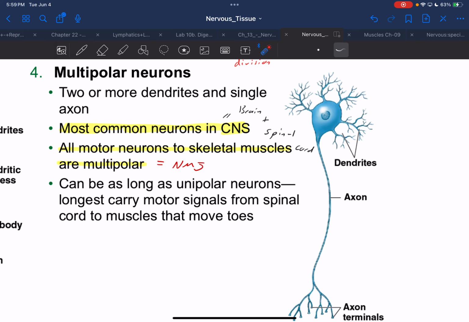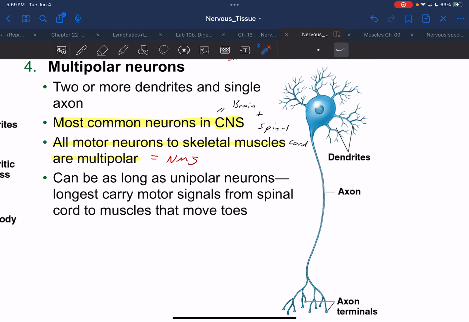And lastly, multipolar neurons are the ones that we've been exploring, the first ones we started with. They're the most common in the CNS. Remember, CNS is brain and spinal cord. And then they are going to be the ones that are attached to most of your skeletal muscles to form neuromuscular junctions. And that's what my NMJ is there for. Neuromuscular junctions.